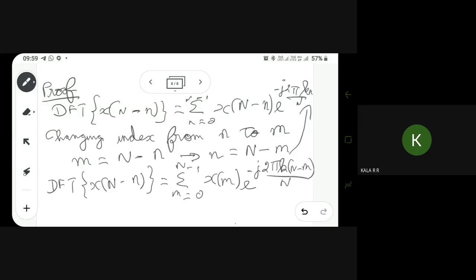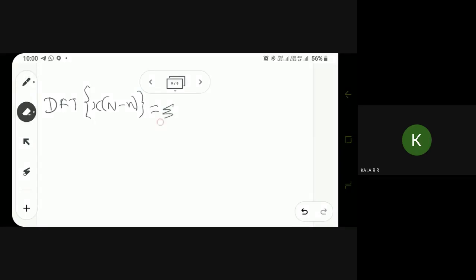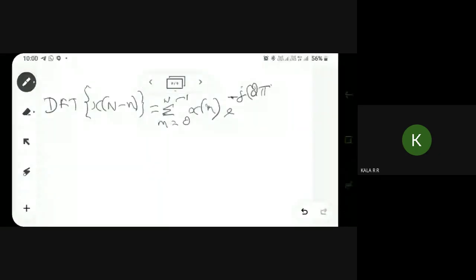Okay. So now we have to separate it. By separating, the DFT of x of (N minus n) will be equal to the summation m equal to 0 to N minus 1 of x of m, taking the e powers separately: e power minus j 2 pi by N, here it will be k and here it will be N, into, and here it is plus, since there is already one minus, so it will be plus j 2 pi by N k into m.